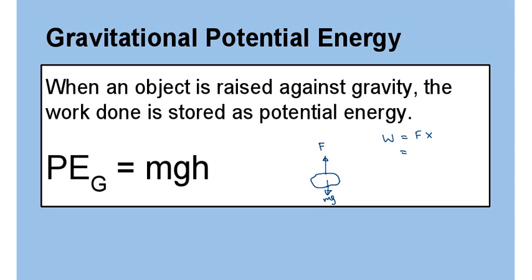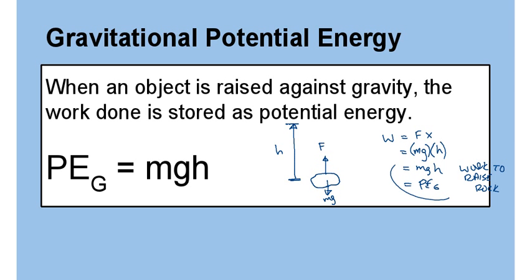So I'm going to replace force with mg, and then I want to raise the rock from here, let's say up to there, some distance h. And so there's the force. The distance is h, and I get mgh. That's the amount of work to raise the rock. And guess where that work goes? It goes into the potential energy of the thing. So this is equal to the gravitational potential energy right there.